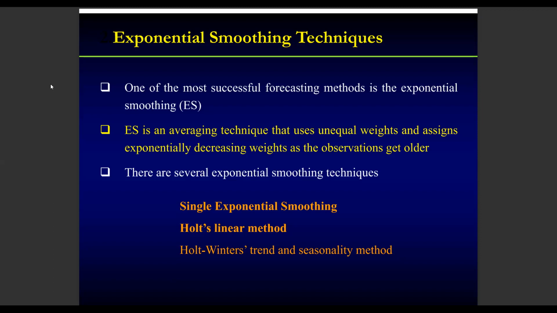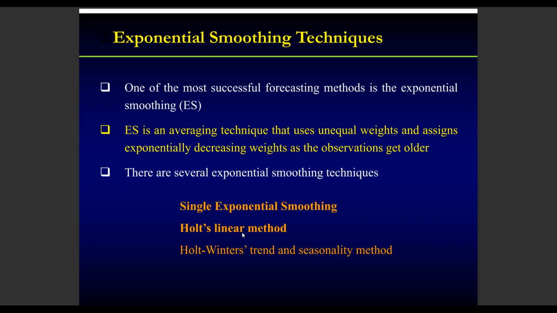There are several exponential smoothing techniques. One is the single exponential smoothing technique, then Holt's linear method, which we can also call the double exponential smoothing technique, because those two are synonyms. Then the Holt-Winters trend and seasonal method, which we can call the triple exponential smoothing method. In single exponential smoothing, we are using only a single weight.